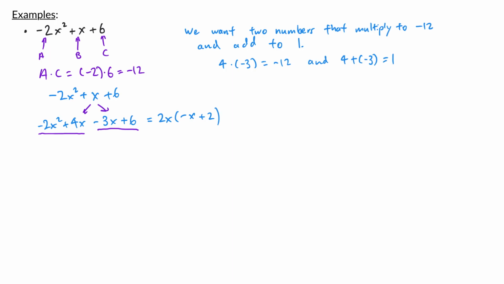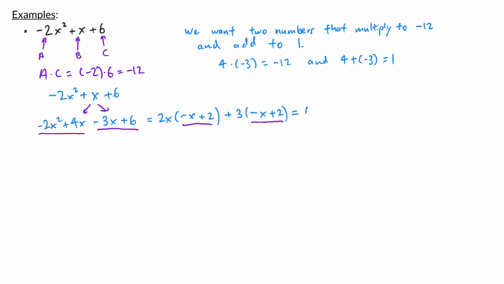In the second group, negative 3x plus 6, I notice that I have a common factor of 3 in both of those terms. So I can pull out a 3, and what's remaining is negative x plus 2. In our final step, we notice that there's a factor of negative x plus 2 in the first group, and also a factor of negative x plus 2 in our second group. So that can be factored out of both groups.